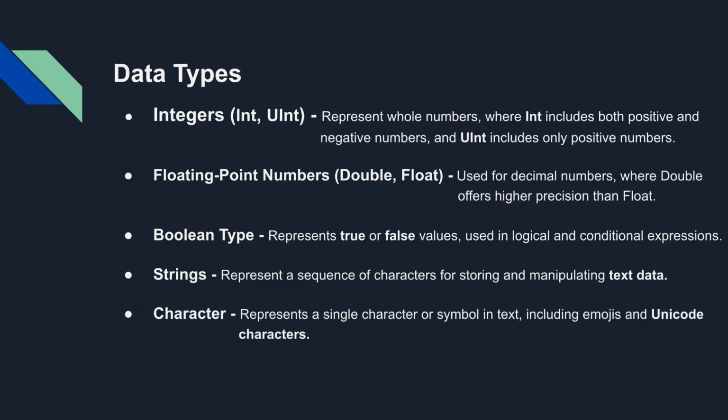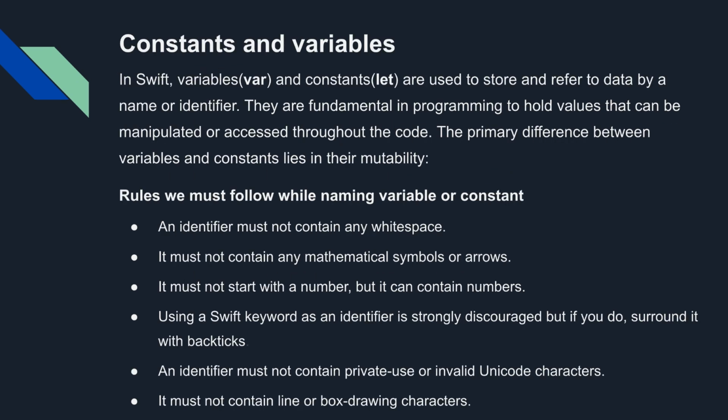Let's now understand the common data types in Swift, which are integers, floating point numbers, Boolean type, strings, characters. Now, let's explore these one by one with real-time examples to make things clear. Before moving ahead in this video, let's first understand how we store data in Swift.